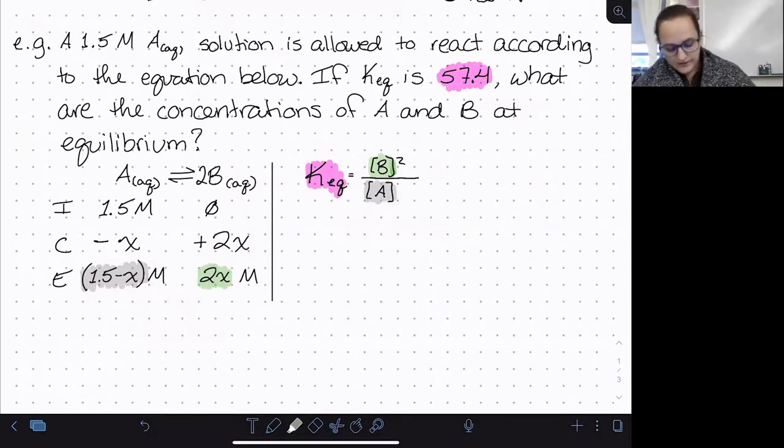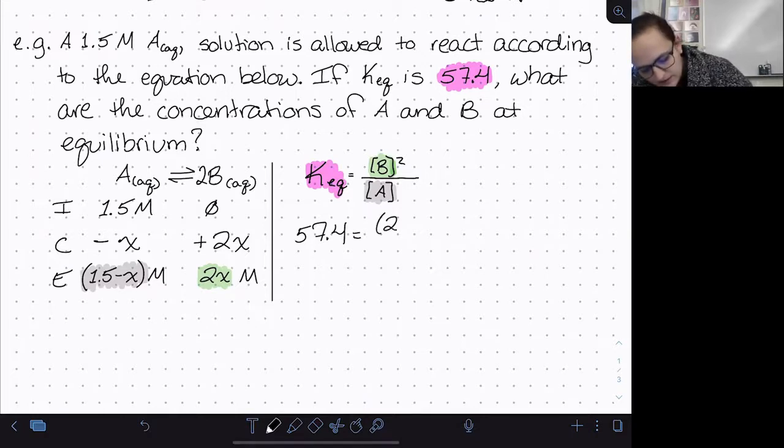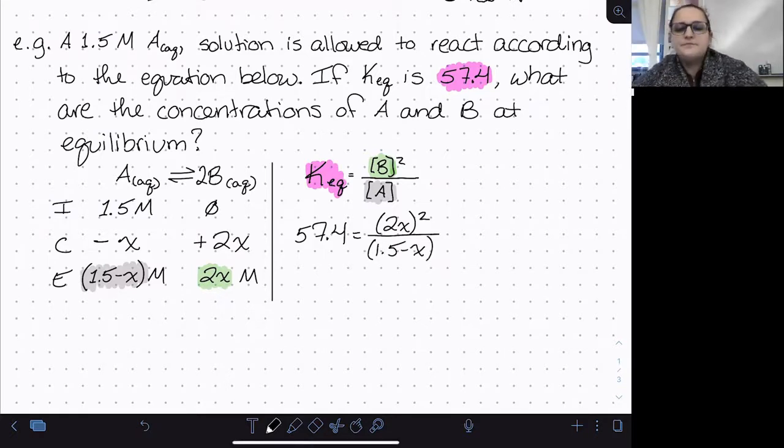So if we plug in all of those things, K is 57.4, B is 2x, and that is still squared. A is 1.5 minus x. We now have this equation that only contains a single unknown variable, x, which means that we can solve this. So you are going to end up solving a quadratic.